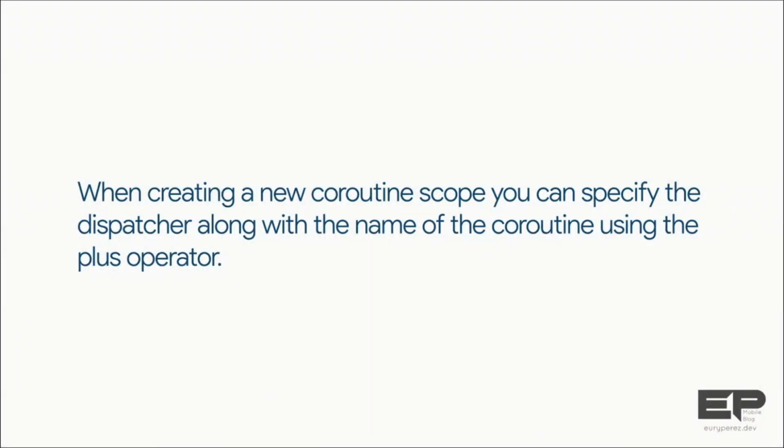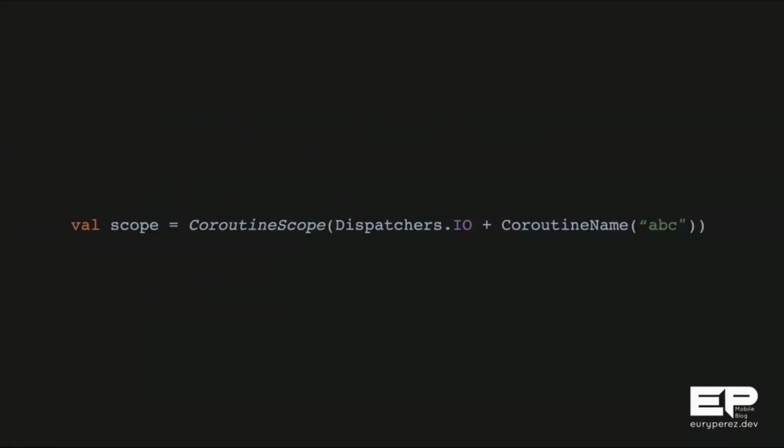When creating a new coroutine scope, you can specify the dispatcher along with the name of the coroutine using the plus operator, as we just saw. So this is another way of creating a new coroutine scope. In this case, I'm not passing a job. If you don't pass a job, the coroutine scope constructor will just assign a new job, just the same that we did, right?